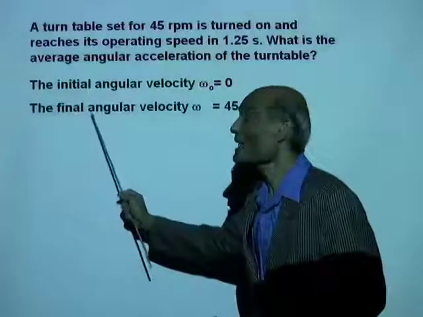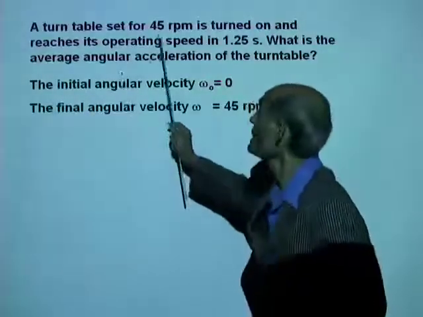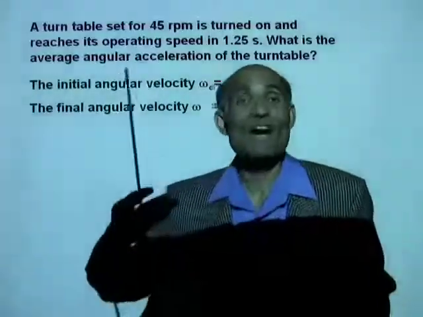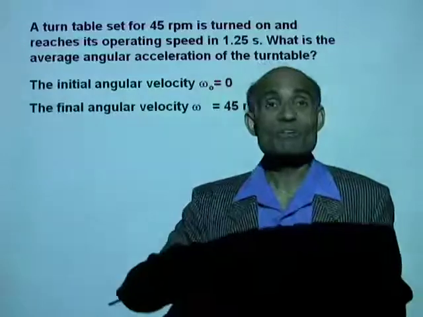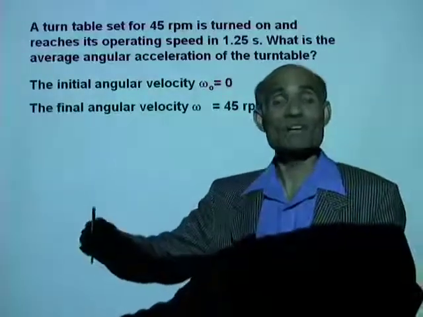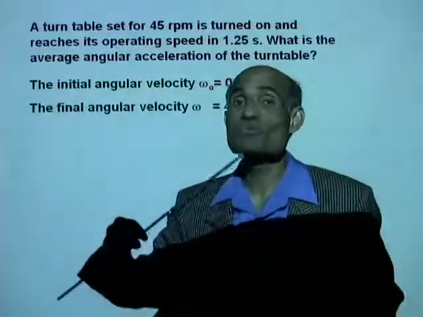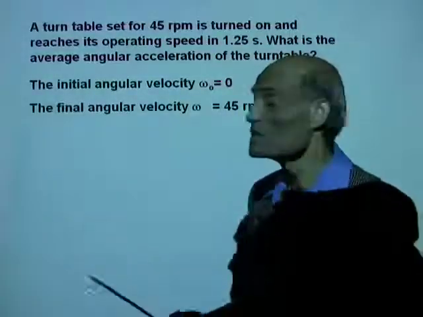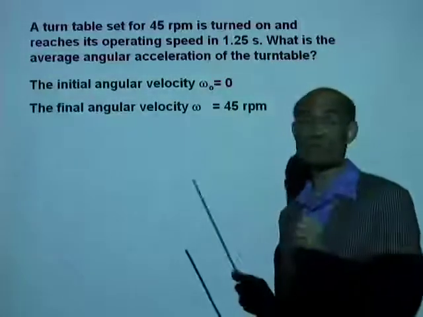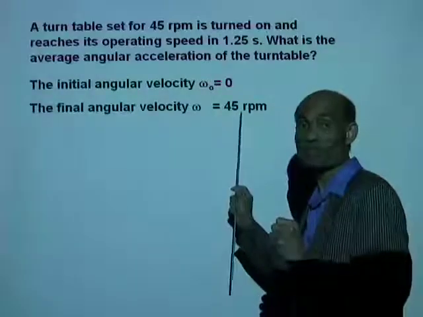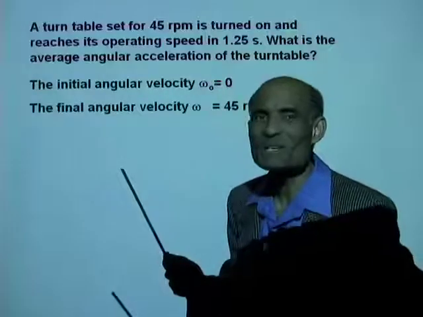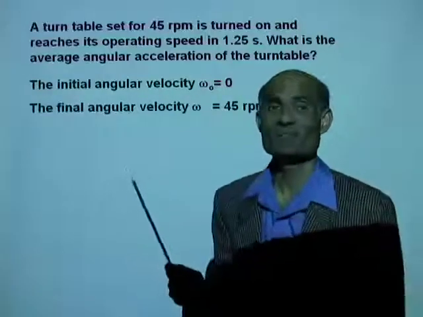The final angular velocity, you can see 45 RPM is actually the angular velocity, in revolutions per minute. You need to convert it to radians per second. How do you convert revolutions per minute, not revolutions per second, to radians per second?